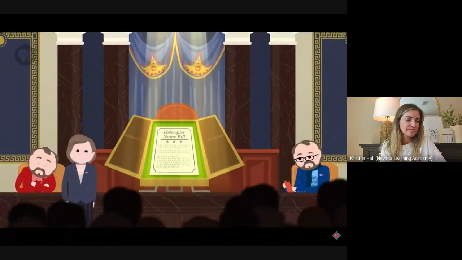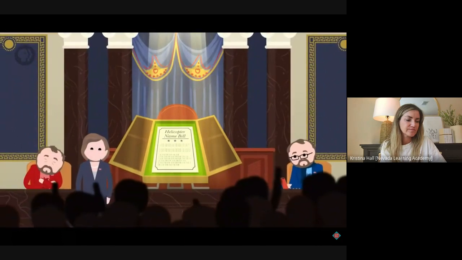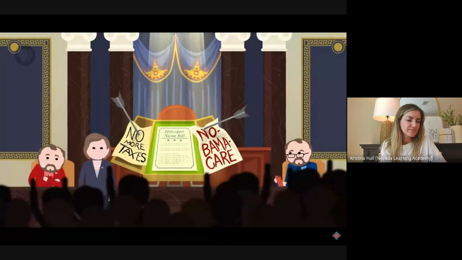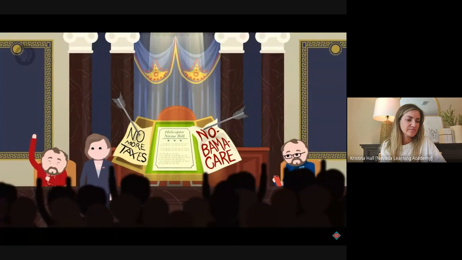If opponents of our helicopter name bill were to add a clause repealing the Affordable Care Act or something, some supporters of the bill probably wouldn't vote for it. If a bill wins the majority of votes in the Senate, it moves on to the House.